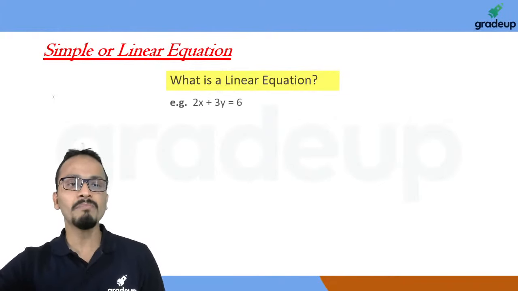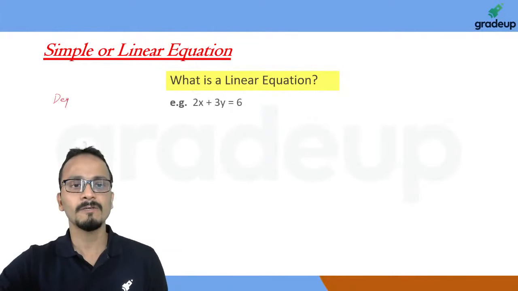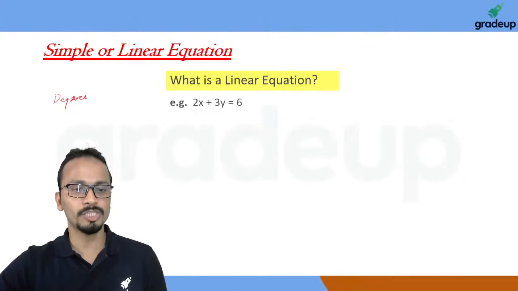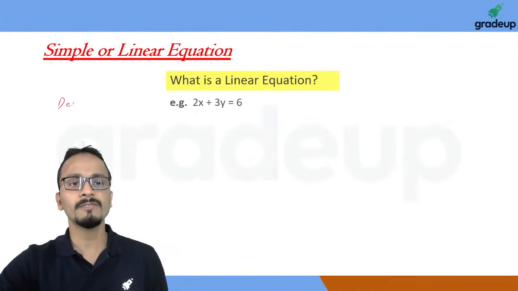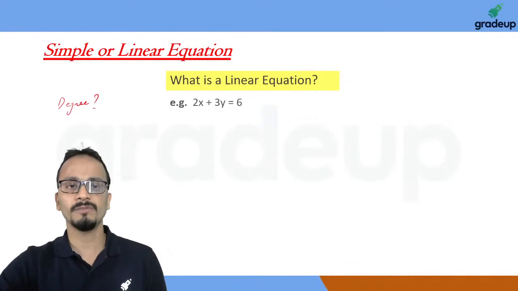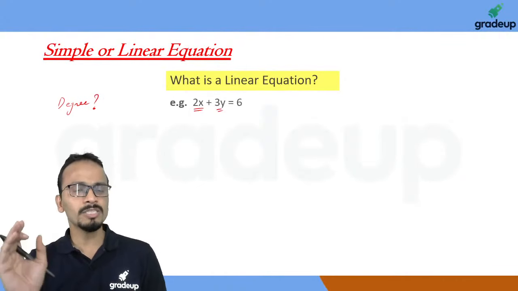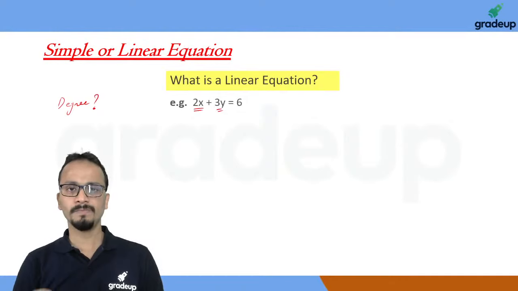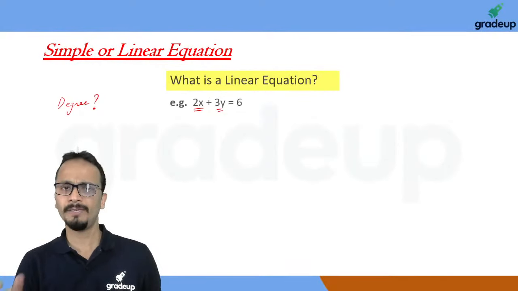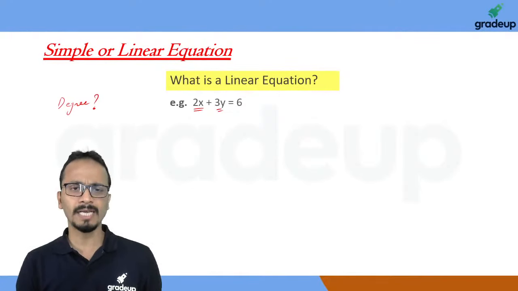Now, what do I mean by degree of an equation? The degree is basically the powers of the variables that are involved, in simple terms. So you can see that on the left hand side of this equation, I have two terms which are 2x and 3y. They are separated by a plus sign.